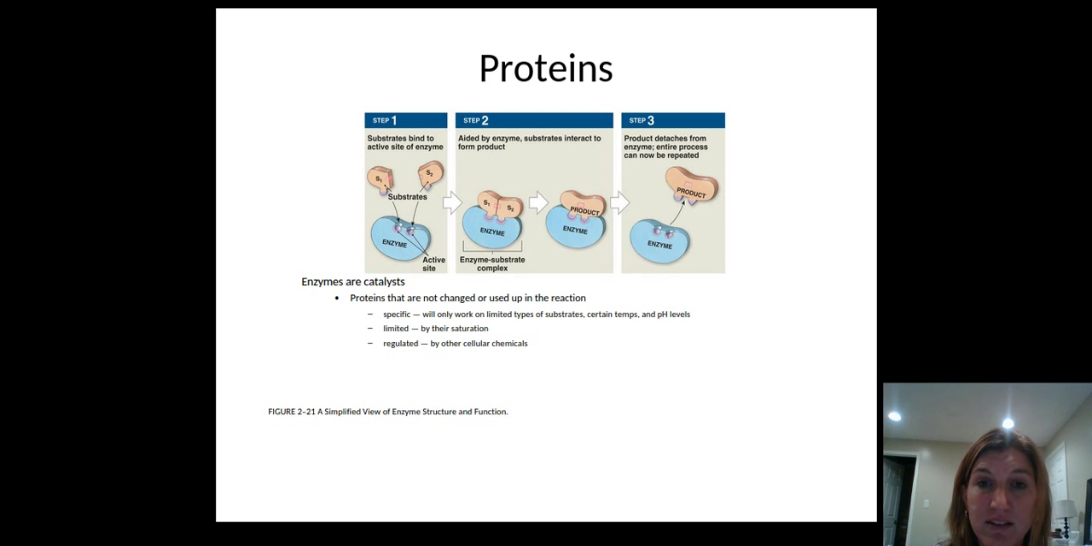Proteins act as enzymes. Enzymes, of course, are catalysts. They can break down substrates into products. They can also do the reverse, so they can work frontwards and backwards. It's important to understand the factors that affect enzyme function.